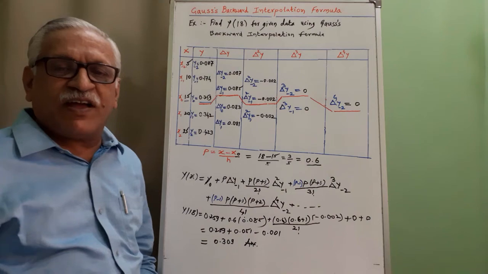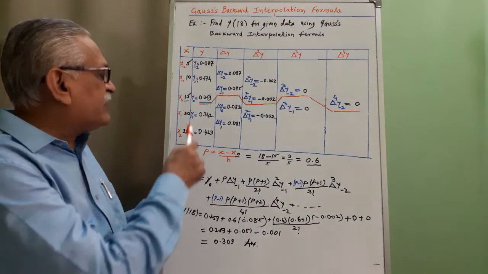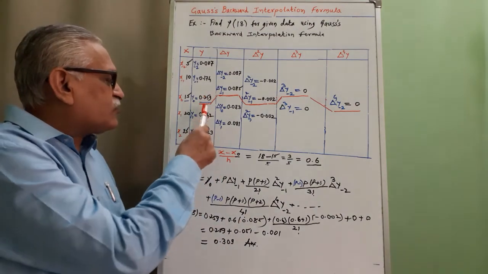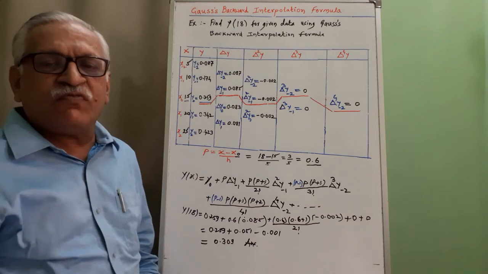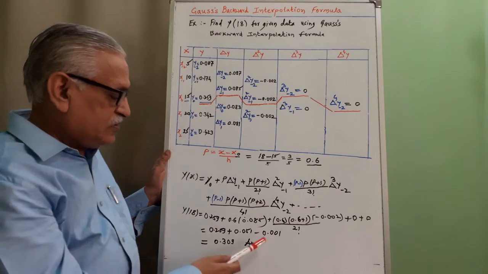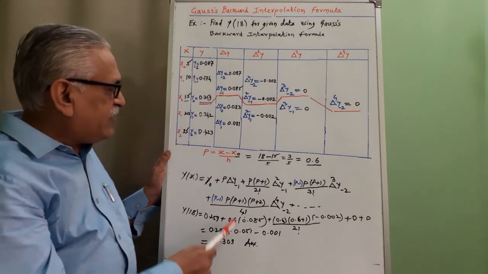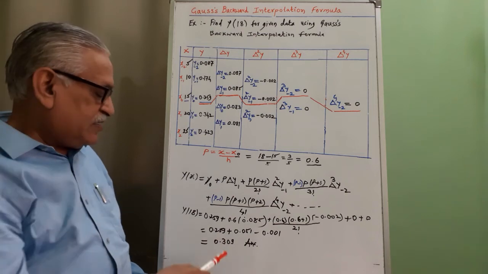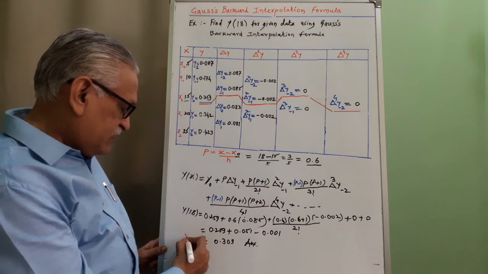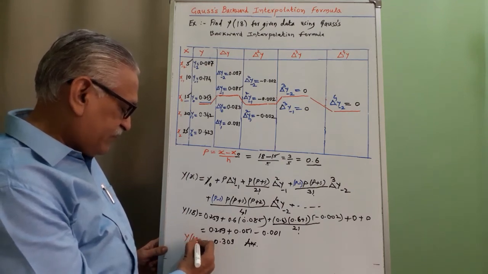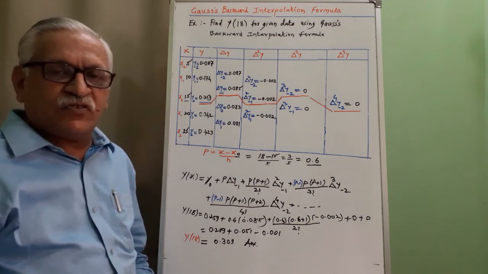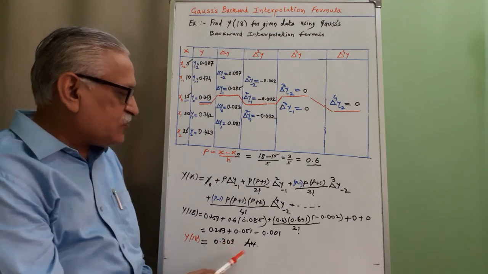Then we cross check whether the value is correct or not. 18 is in between 15 and 20, two values of x. Therefore, the corresponding value also must be in between these two values, y0 and y1. Here it is 0.259 and 0.342. 0.309 is greater than 0.259 but less than 0.342, which means this is the correct value. Value of y at x equal to 18 is 0.309.